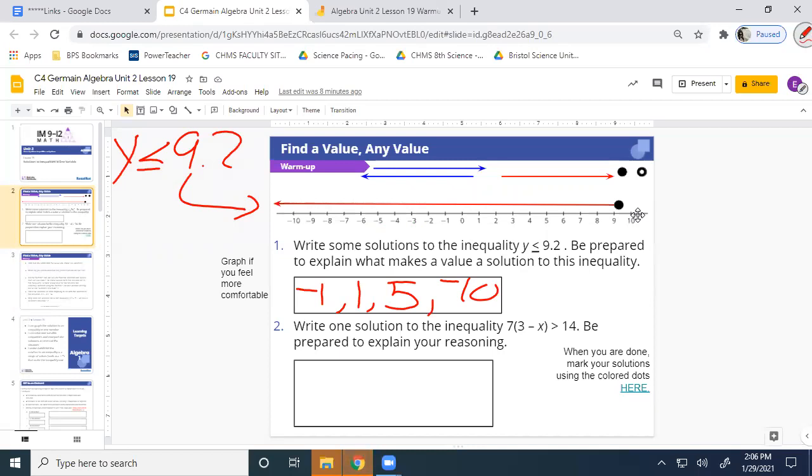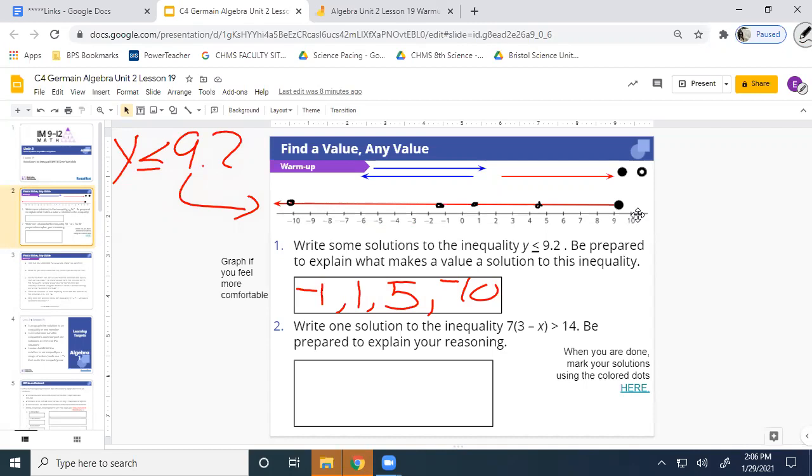So these solutions, if I were to plot them on this graph right here, I would have one at negative 1, one at 1, one at 5, and one at negative 10. What do we notice about those points? They're all smaller than that 9.2, but also, geographically on this grid, they fall where? On the line. So just like when we're looking at an equation that we've graphed, solutions fall on that line, when you're looking at an inequality, the solutions to that inequality are also going to fall on the line. Okay? It's not earth shattering, it's kind of common sense.